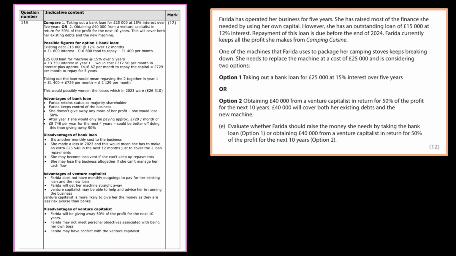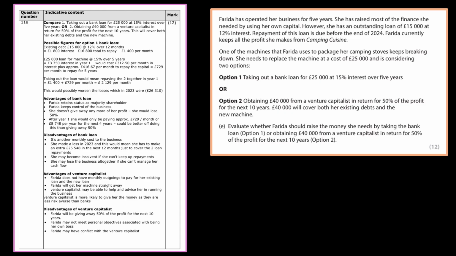So here's the answer. So this is the content, and it's the comparison. So let's have a look. Compare 1, taking out the loan of £25,000 at 15% over 5 years, or obtaining £40,000 from the venture capitalists. Possible figures for option 1. Okay, so this is some figures that you could do to work out how much interest potentially you would pay on the loan. And then there's some advantages for taking out the bank loan, disadvantages for taking out the bank loan, and advantages for the venture capitalists and the disadvantages for the venture capitalists as well.